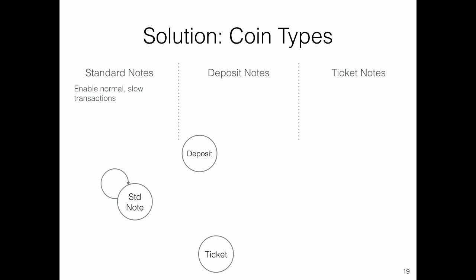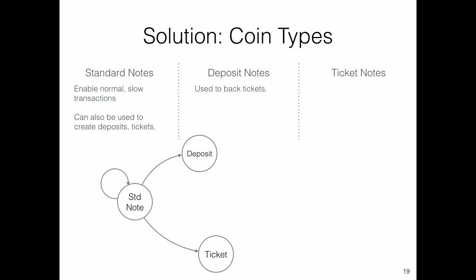So we solve this by introducing different types of coins. We adopt the terminology from Zcash, where they call coins notes. So standard notes allow you to do deterministic, slow transactions. So you can go from a standard note back to itself. But they also allow you to create deposits and tickets.